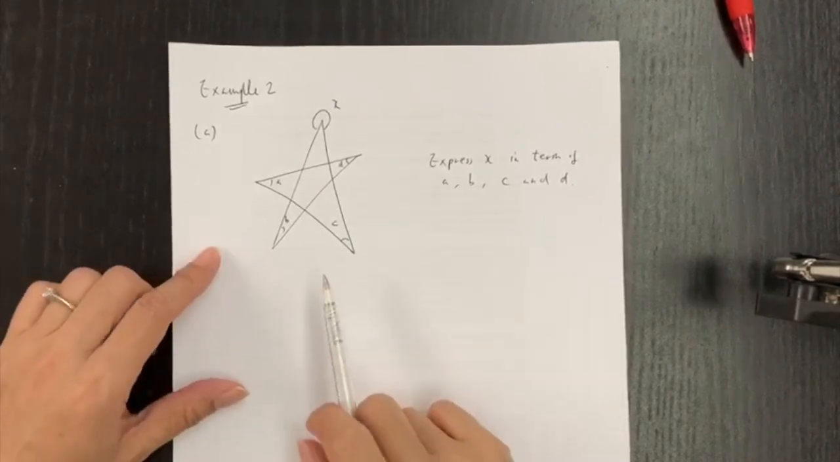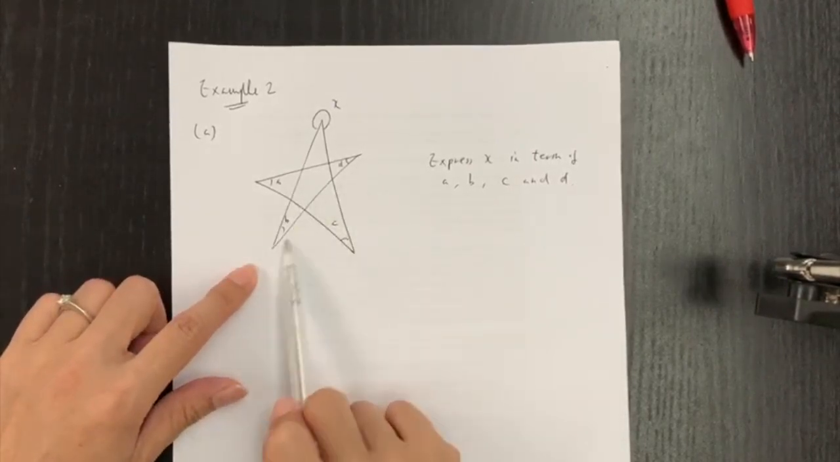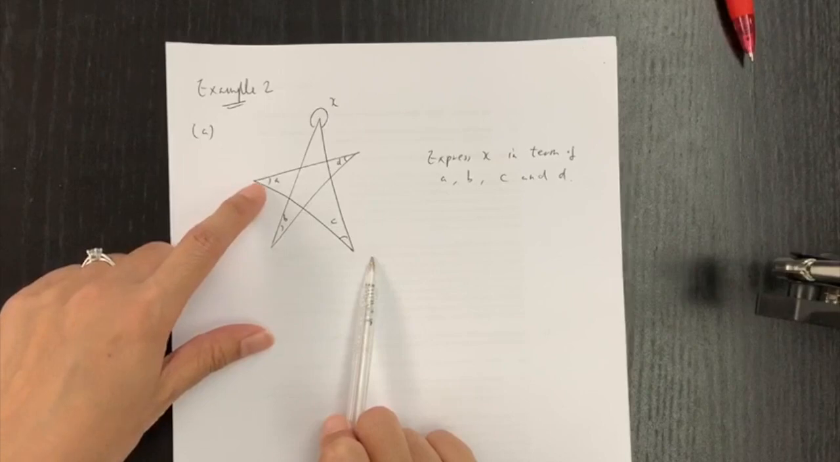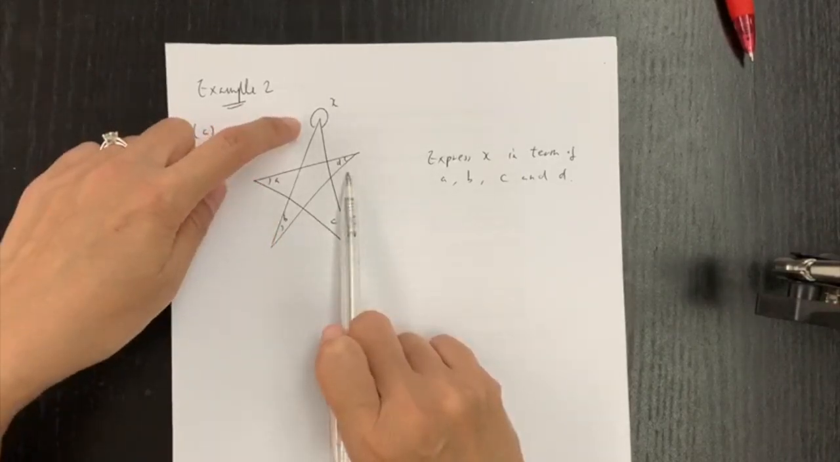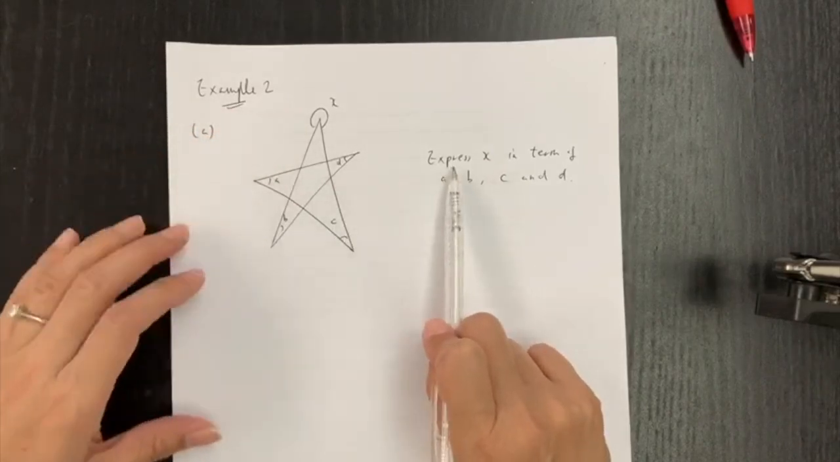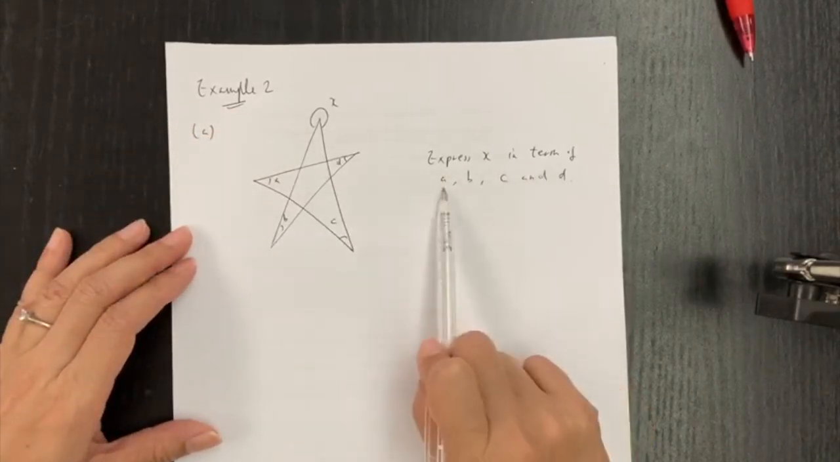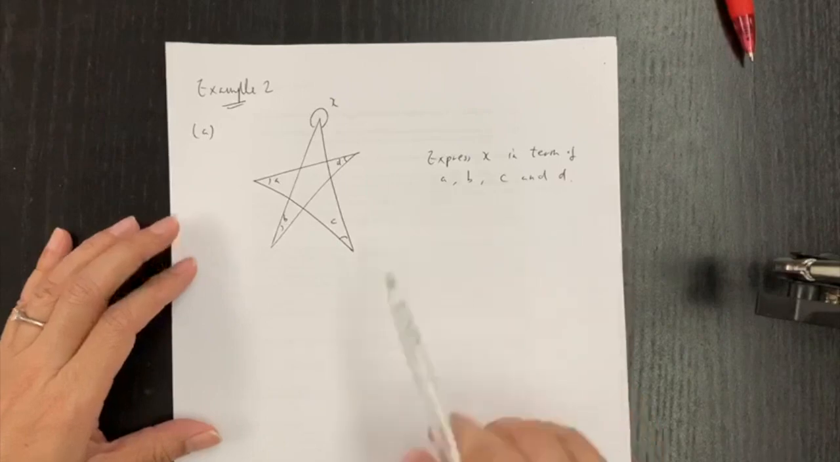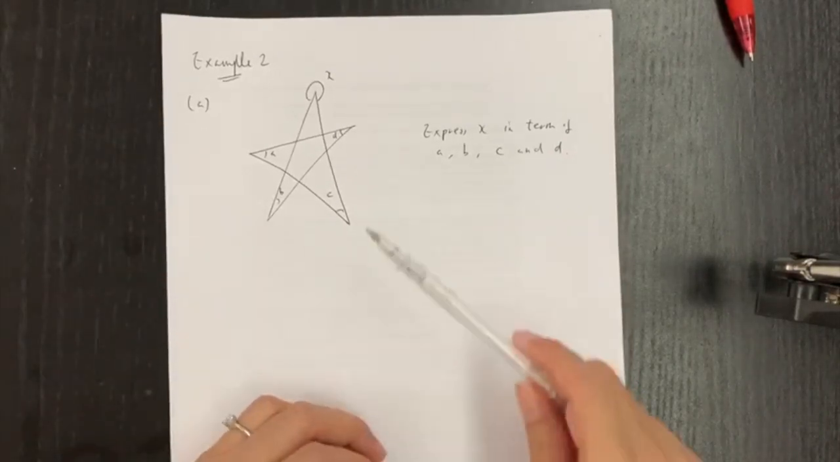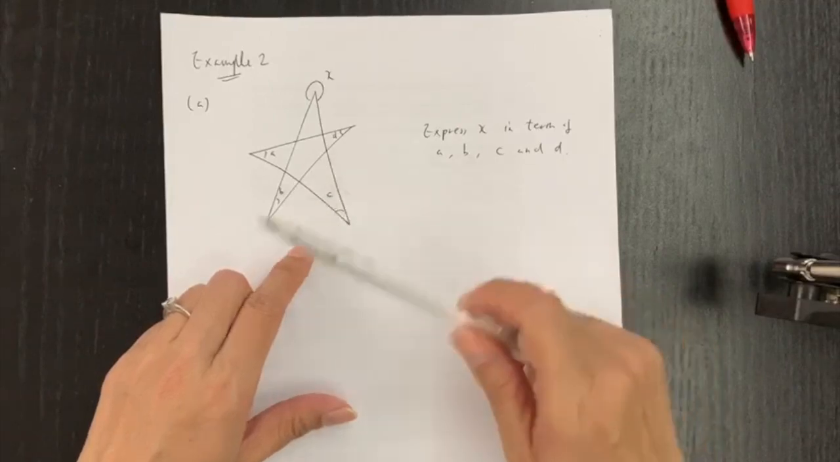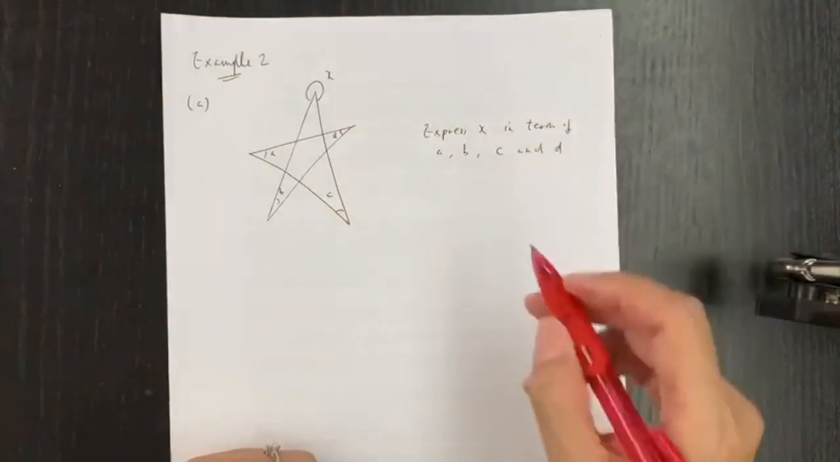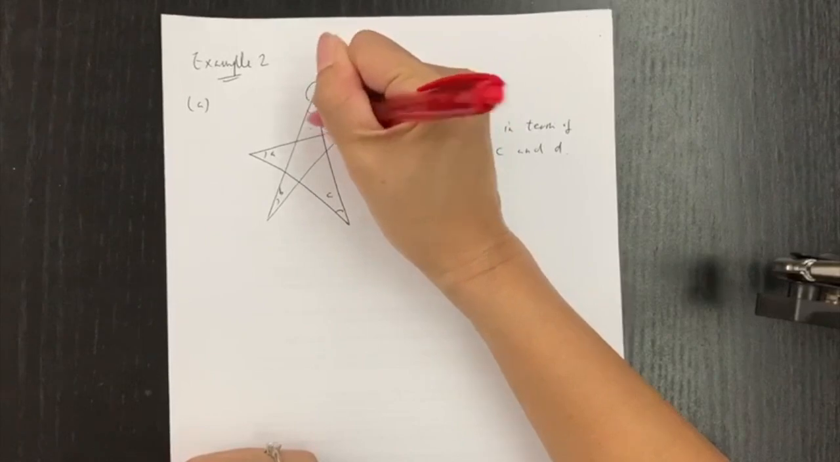Okay, so the next example, you draw a star in your class workbook and mark this angle as A, and this is B and C and D. Here is the unknown. The question is: express x in terms of A, B, C, and D. To do this, I'm going to move everything into this triangle step by step. Are you ready? So let's say this is y.